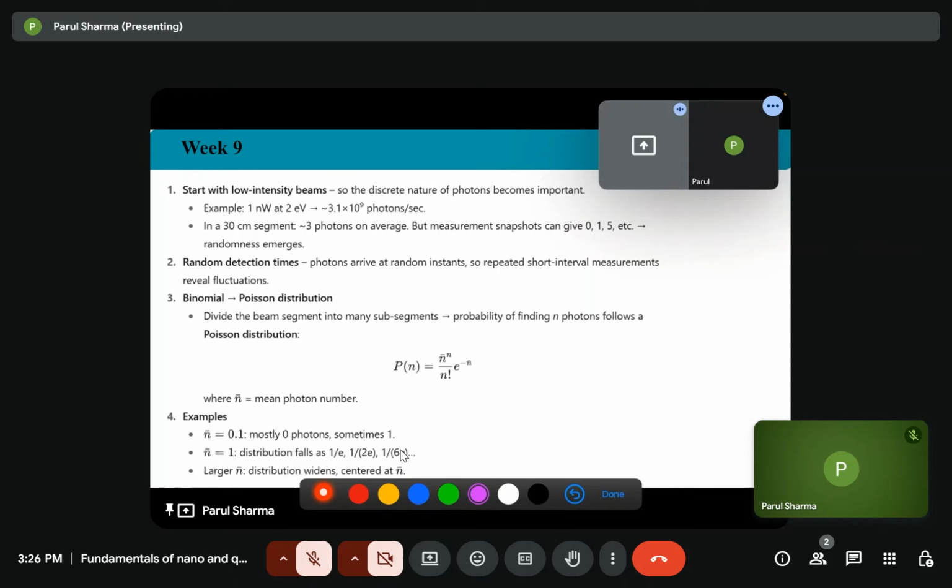So now, up to now we saw that we have the photon flux of 6.25 into 10 raised to power 9 photons per second. That is, in 1 nanosecond, 6 photons will arrive, and we can find out the distance light travels in 1 nanosecond will be equal to 30 centimeter. So on average, only a few photons will occupy a 30 centimeter beam segment at such low power.